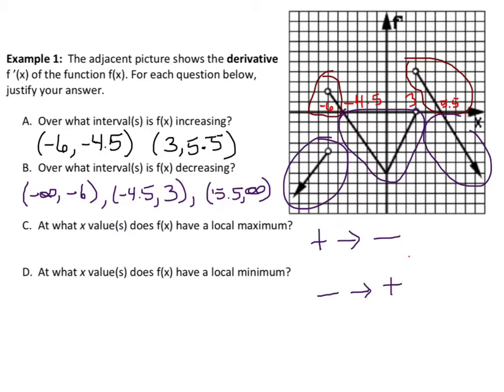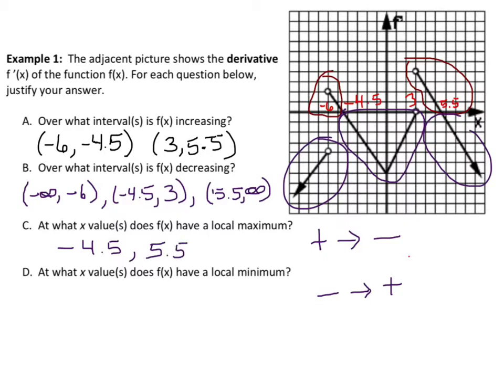So let's point out the local max. In this case, we go from positive to negative at around the point -4.5, so that is a point to notate. And then also we go from positive to negative at 5.5, so that's another local max.